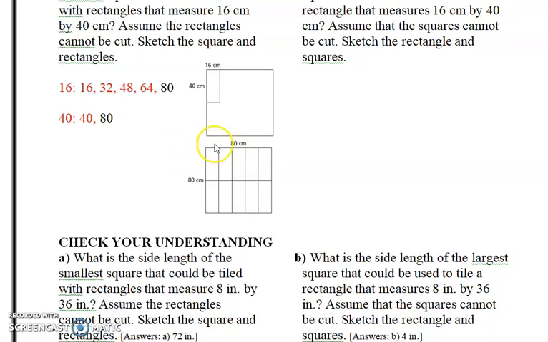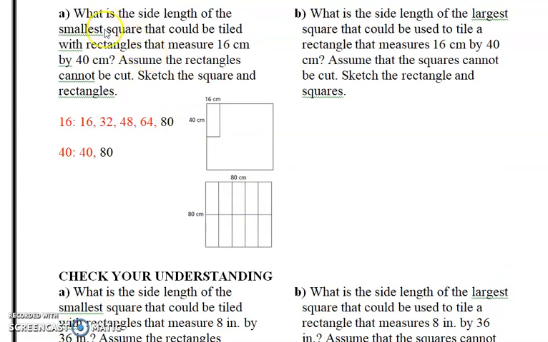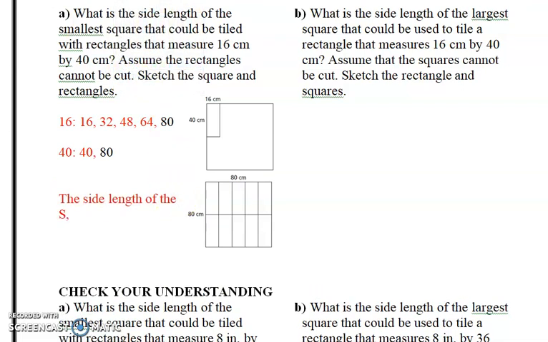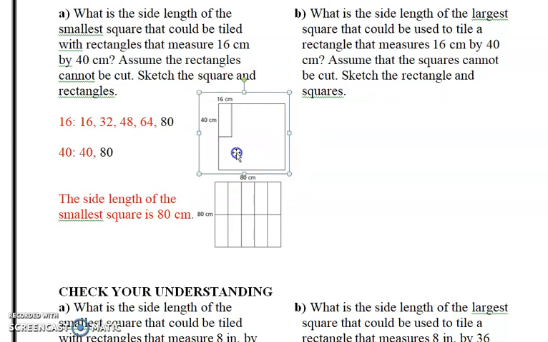So the answer to the question is the side length of the smallest square. The side length of the smallest square is 80 centimeters, as you can see from the diagram. So diagram helped me there. If you don't need it, that's fine. But you can clearly see that it works quite well. Okay.